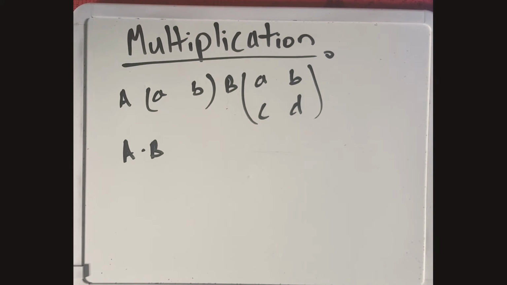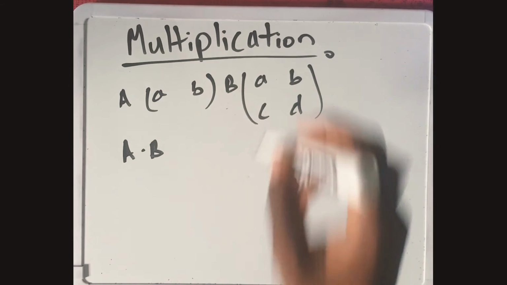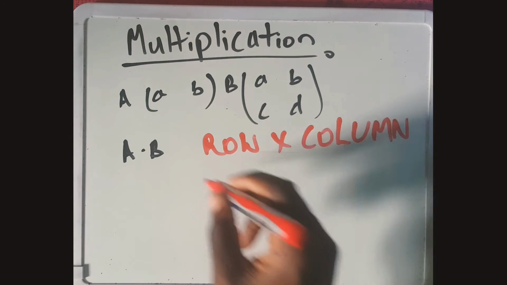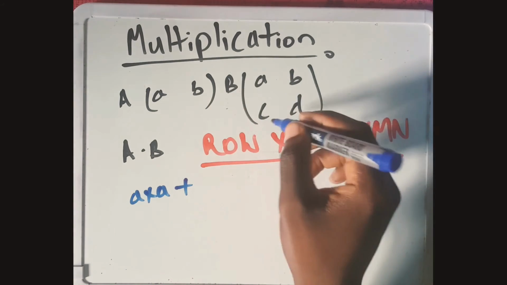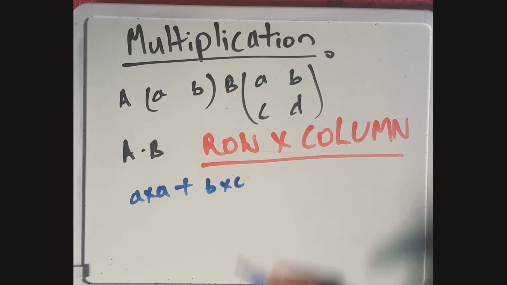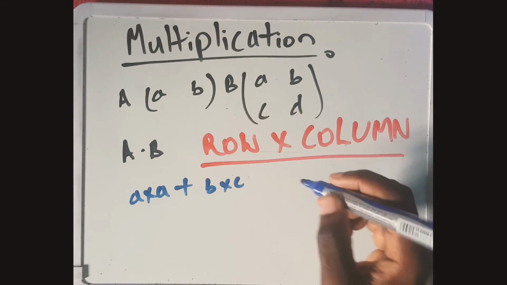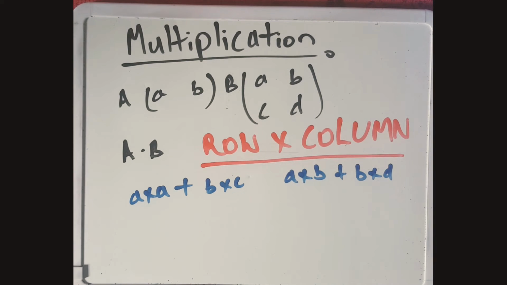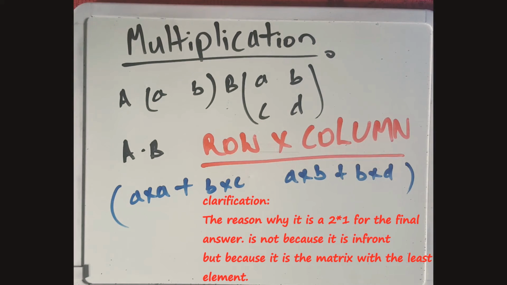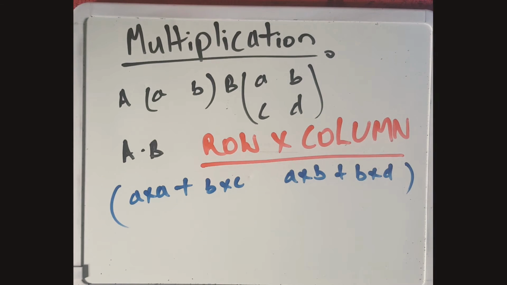How do you multiply? You multiply row by column. So a times a plus b times c. Then I move to my next column: a times b plus b times d. And that is how I multiply. Note that the order of the first matrix is the order of your final answer. So keep that in mind.